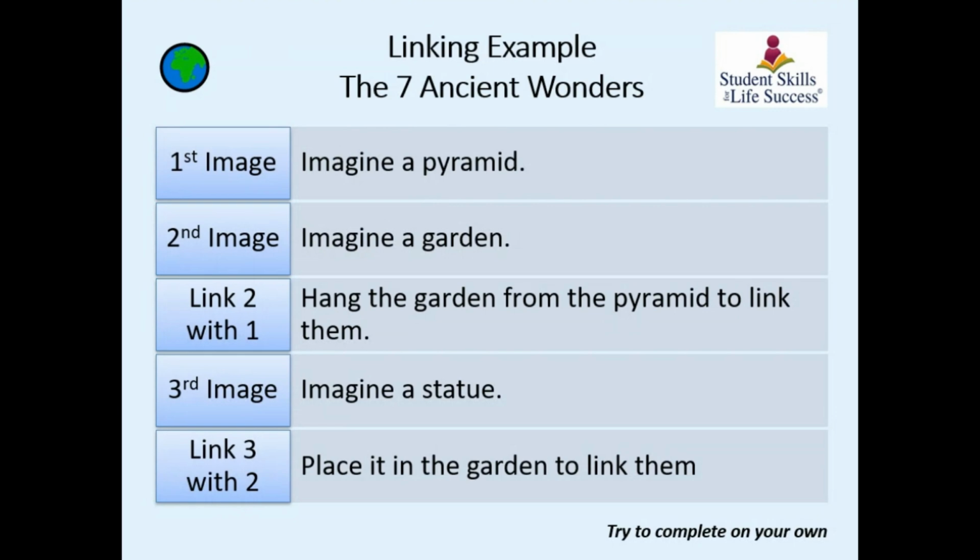Now we're not thinking of the pyramid anymore. We're now focusing on the garden. Next thing we do is we imagine a statue. And we place it in the garden to link them. And then we would put away the garden in our minds, kind of fading away. And then we focus on the statue. And then the next one, what I think we might see is the statue walking on the Great Wall of China. And that is how we can use linking in this case.